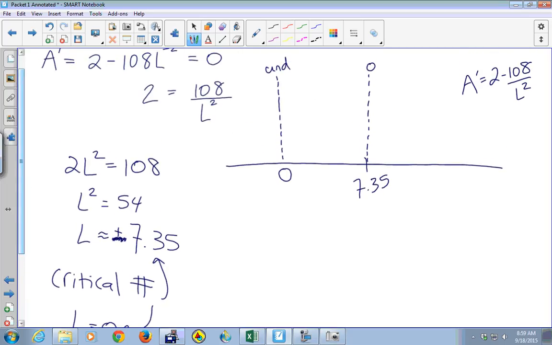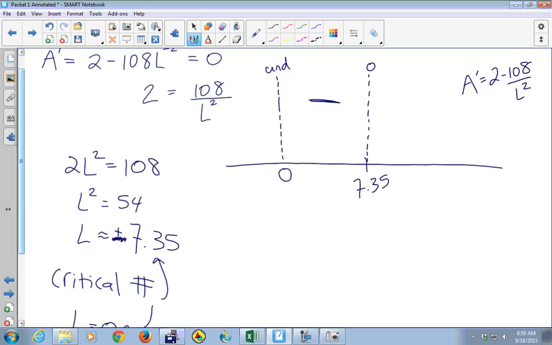All right, so pick a number between 0 and 7.35. 1, that's an easy one to plug into A prime. 2 minus 108 is negative 106, right? I don't care what the number is, I just know that it's negative. And that's going to happen no matter what number you pick between here. Every number from 0 to 7.35, you plug it in for L, you're going to get a negative. All right, pick a number bigger than 7.35.